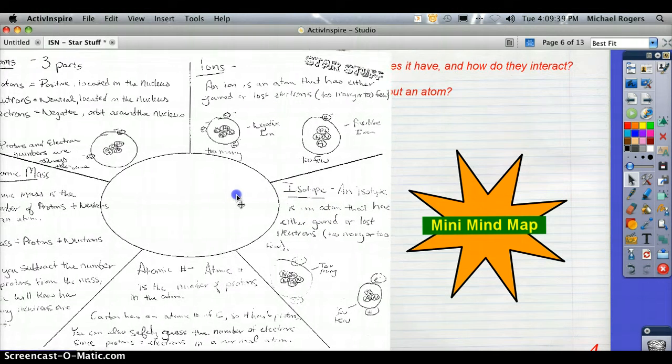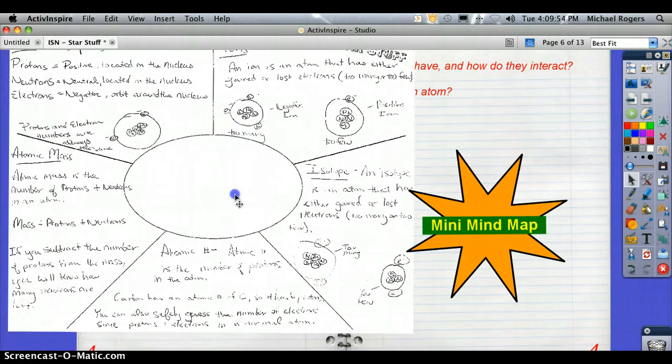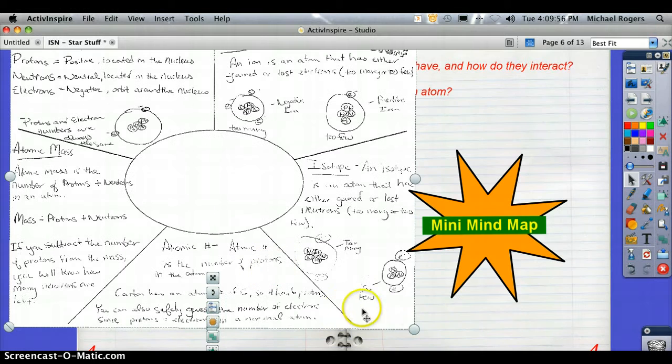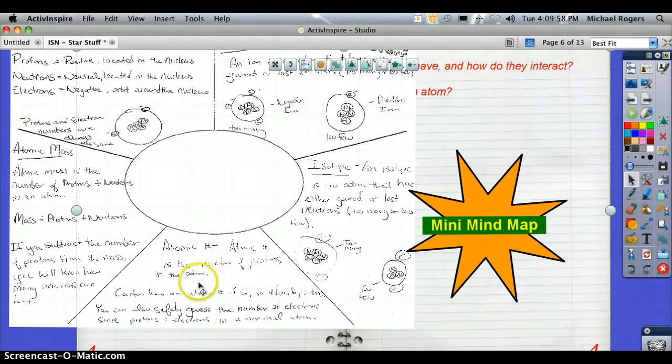Isotopes are kind of the same situation, but they're an atom that has the wrong number of neutrons. It's either gained or lost neutrons. So here you can see a sketch. It's a little fuzzy here just in the scan that I did, but with too many neutrons or not enough neutrons. And then atomic number is very simply the number of protons in an atom.